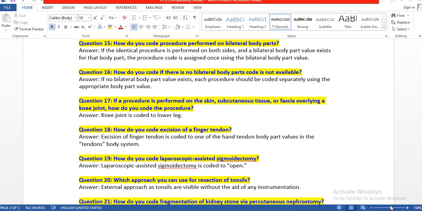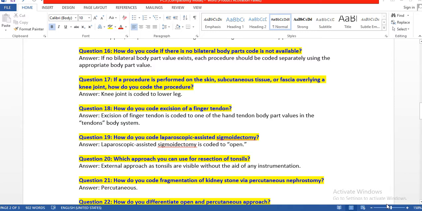Question number 15. How do you code procedure performed on bilateral body parts? Answer. If the identical procedure is performed on both sides and a bilateral body part value exists for that body part, the procedure code is assigned once using the body part value. So for example, if any procedure is performed on the right side and left side, if we have a bilateral body part code, we need to code that code only.